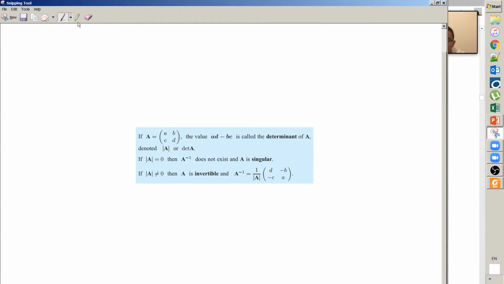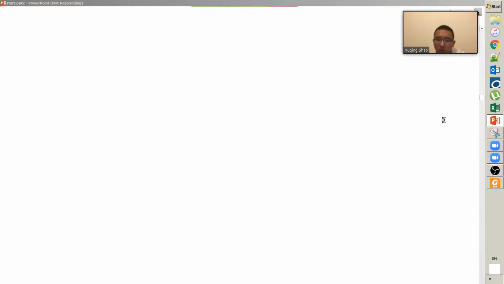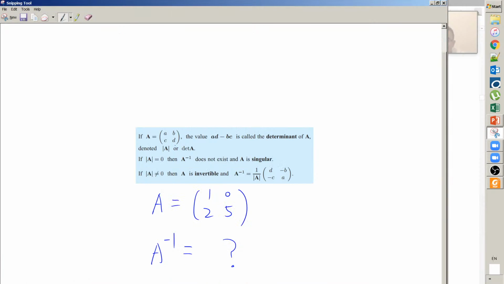Okay, so this is the formula. If your A is 1 0 2 5, what is your inverse A? Go ahead, try this out. Is it large enough? You can have the previous page. Like I say, the previous page crashed. It's okay, let's do it step by step. First thing, can you find me the determinant A first? Which is given by AD minus BC. Exactly. So what is determinant A? AD is 5 minus 0. Very good. So basically it's 5.